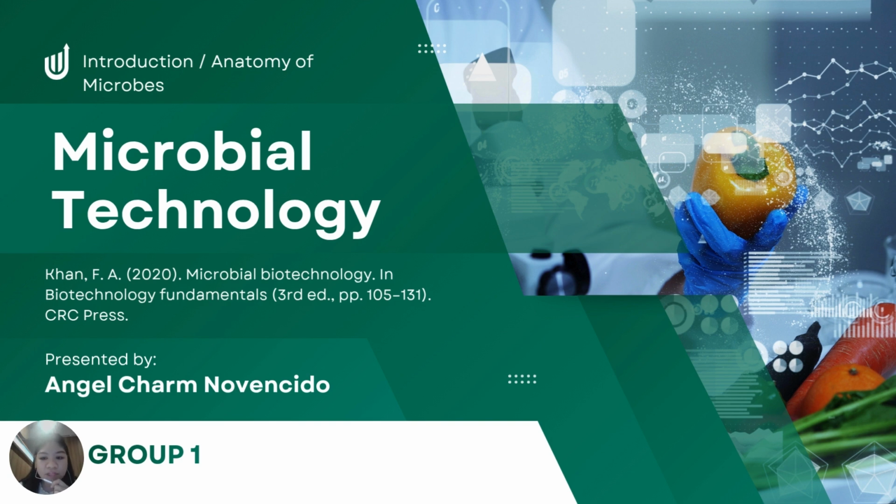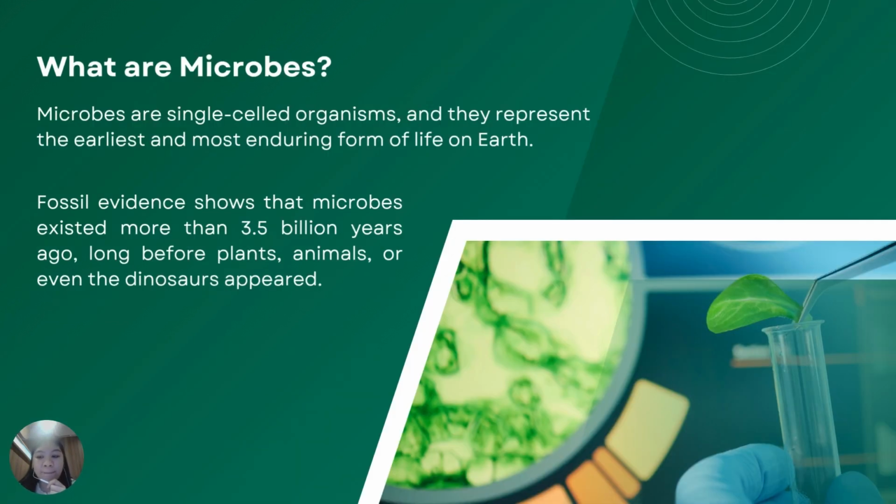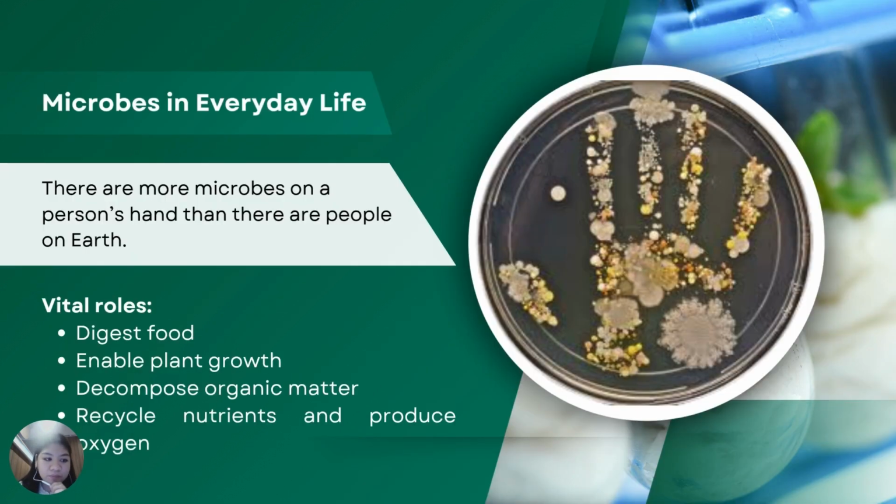Now, we'll begin our exploration of the microscopic world by first defining what microbes are. Microbes are single celled organisms, and they represent the earliest and most enduring form of life on Earth. Fossil evidence shows that microbes existed more than 3.5 billion years ago, long before plants, animals, or even the dinosaurs appeared. For about 2 billion of those years, all living things were microscopic, mainly bacteria and archaea. These early microorganisms shaped our atmosphere, soils, and ecosystems, laying the foundation for complex life. Even today, microbes remain essential to every biological process on the planet.